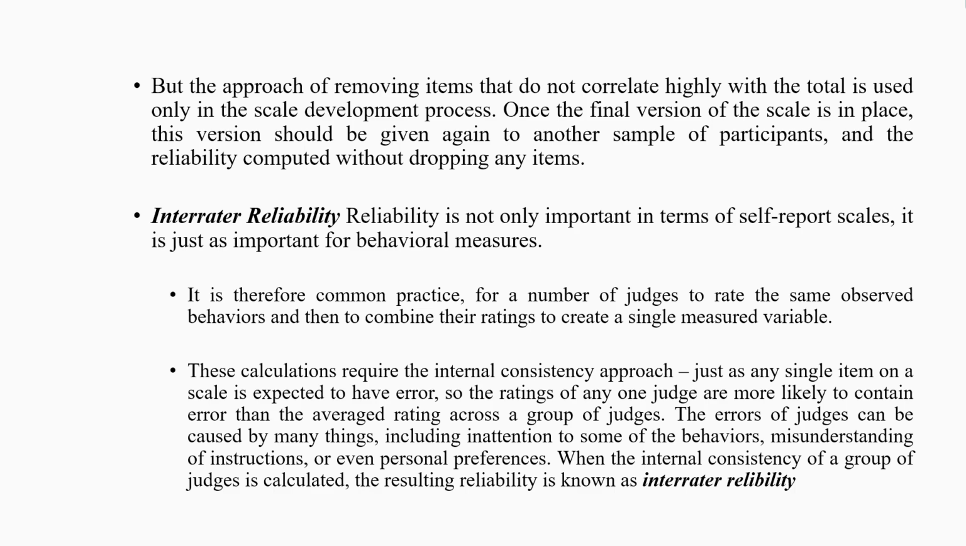Just as any single item on the scale is expected to have error, the ratings of an individual judge are also more likely to contain error than the average rating across a group of judges. The errors of the judges can be caused by several things, including inattention, time of the day, misunderstanding of instructions, or even personal preferences. When the internal consistency of a group of judges is calculated, the resulting reliability estimate is known as inter-rater reliability. Previously, we were talking about how to enhance the reliability of the items on a scale. We can also do that at the level of the raters.